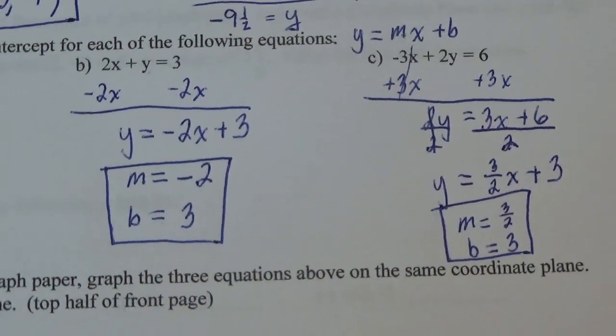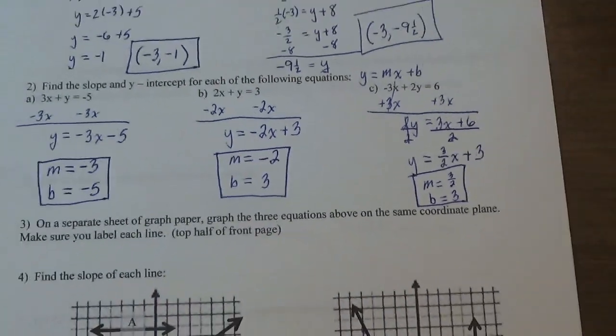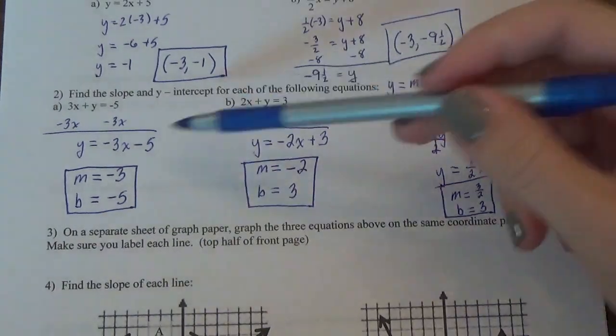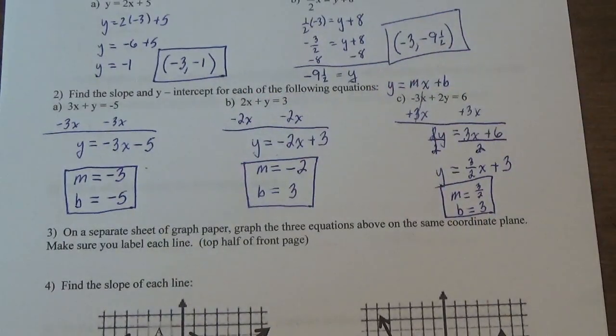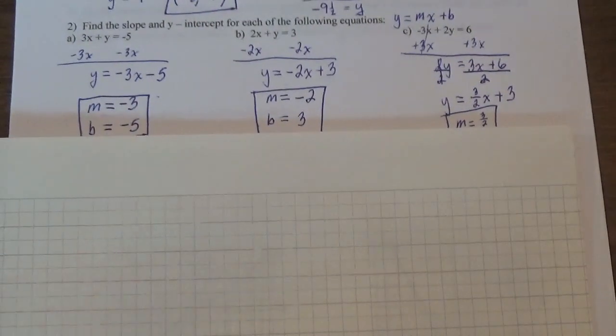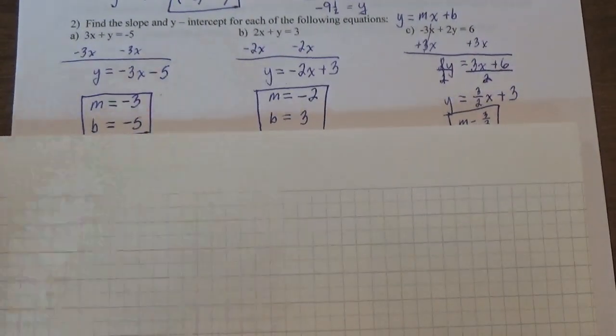All right, number 3 says, on a separate sheet of graph paper, graph the 3 equations above, so these 3, on the same coordinate plane. Make sure you label each line. Top half of the front page. Okay, so let's do this so I can see them here. So I can see the lines. All right, so where is my ruler?